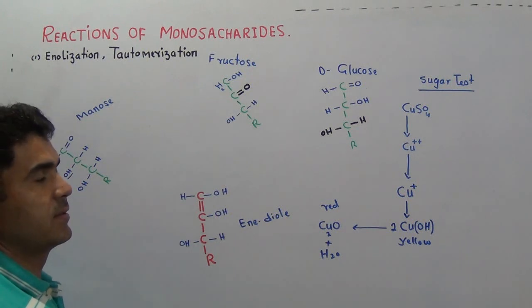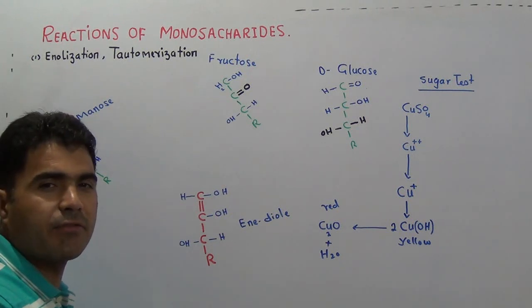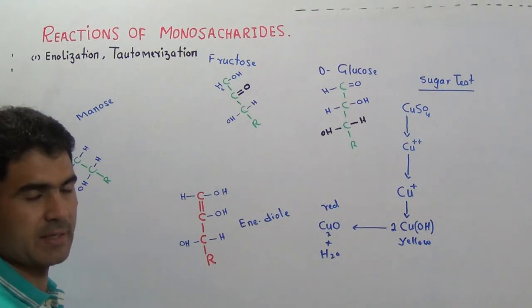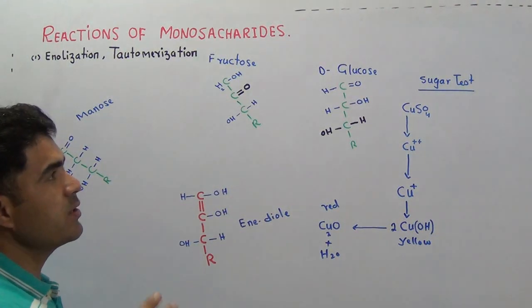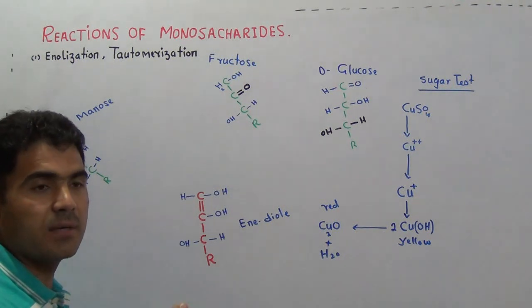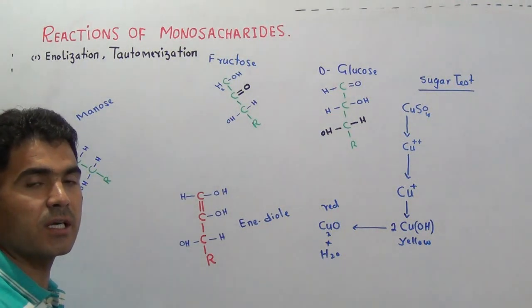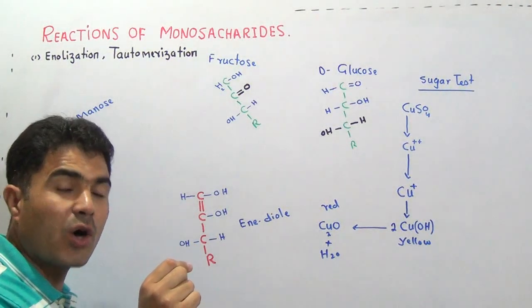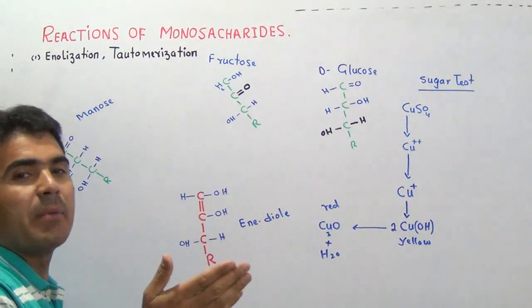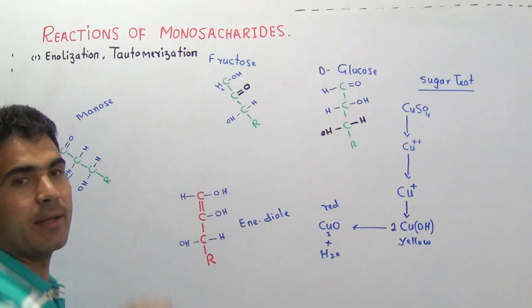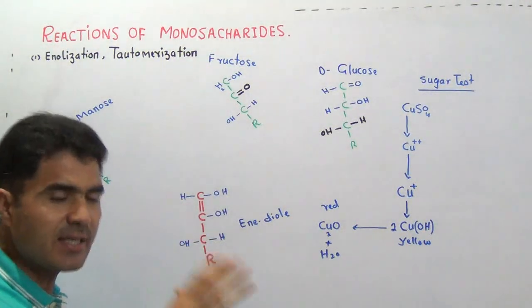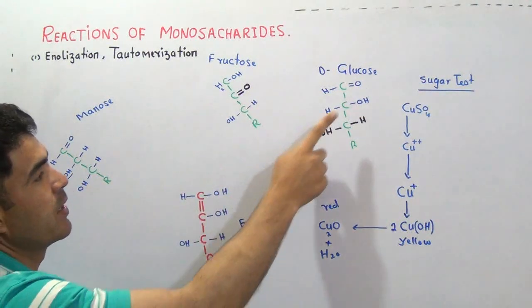These monosaccharides undergo a kind of reaction called enolization or tautomerization. What is meant by tautomerization? Tautomerization means the transfer of an atom or hydrogen atom within a molecule from one carbon to another carbon. You will get this easily in the example here.